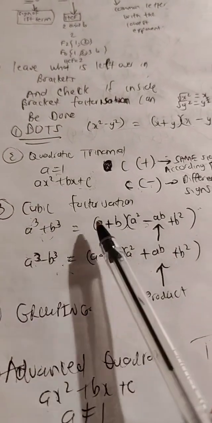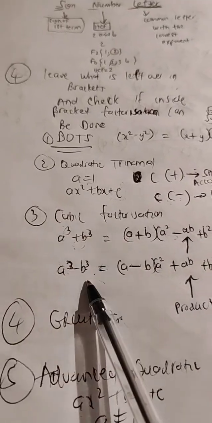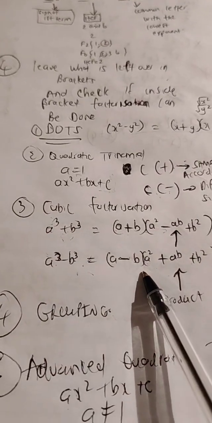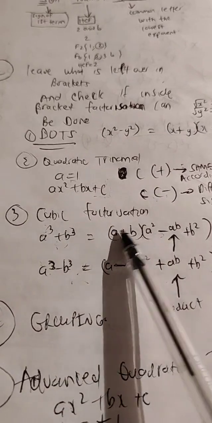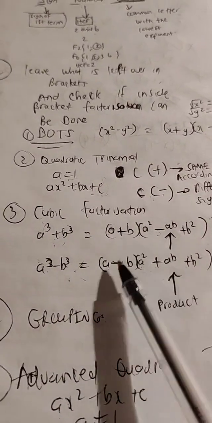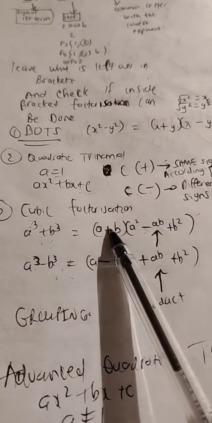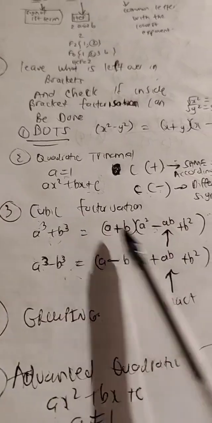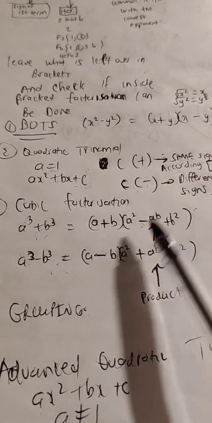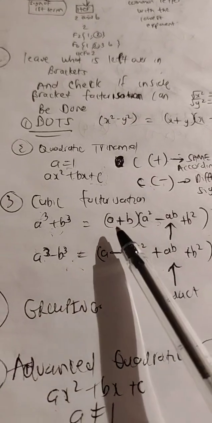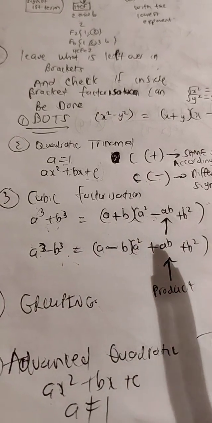Cube root of a cubed, a. Cube root of b cubed, b. Then we say a times what gives you a cubed, a squared. Last term, b times what gives you b cubed, b squared. All right, you check the number, the letter as well. If there's a number as well, that is a perfect cube.